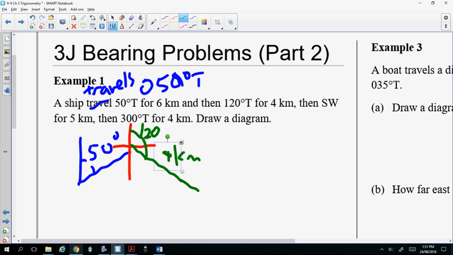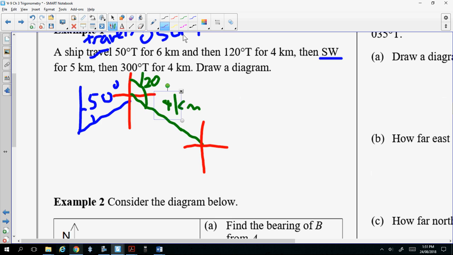And then after that, it travels southwest. So you draw a cross again. It goes southwest. Which way is southwest? Southwest is there, 45 degrees, for 5 kilometers.